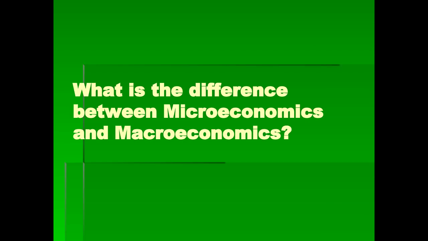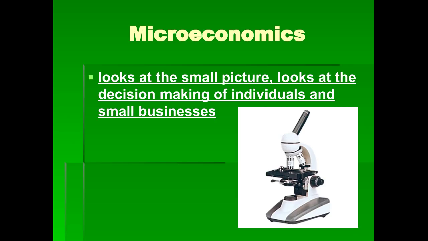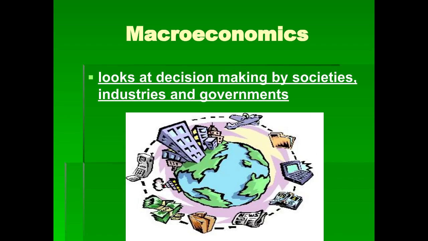So there's two different types of economics that you need to know. Microeconomics means looking at the small picture, looking at things that are small. So taking an individual and trying to make sense of the decisions an individual would make in a given circumstance, or of a small business. So microeconomics looks at individuals and small businesses. Macroeconomics looks at the decisions made by societies, made by industries, made by governments.